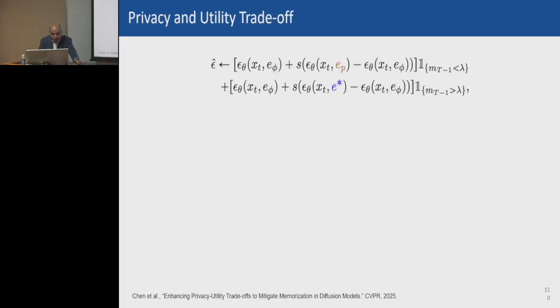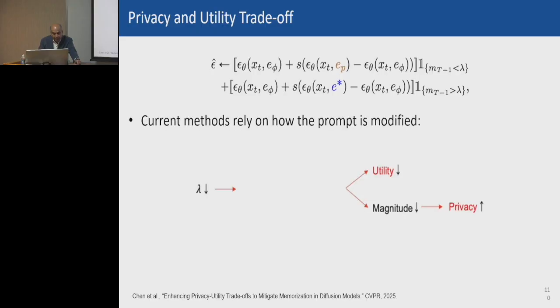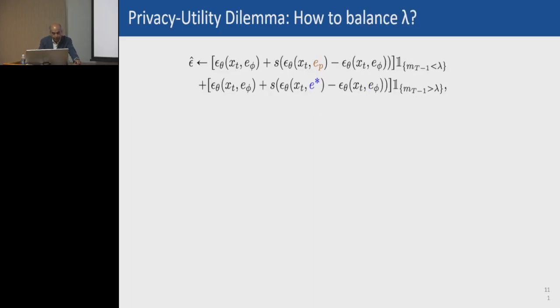Okay, so now the issue is what should be the lambda, right? Because these methods depend on this threshold and what should be lambda. If your lambda is low, then magnitude will go down, privacy will go up, which is good. But the problem is that the utility will go down, right? We won't be able to produce images which we want.